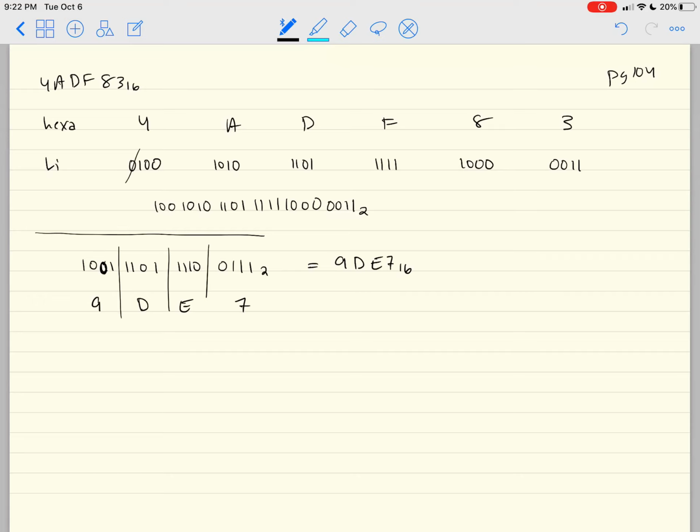All right. So as long as you have a translation table listing all 16 hexadecimal digits and their corresponding binary code, it is very easy to translate back and forth between the two systems.